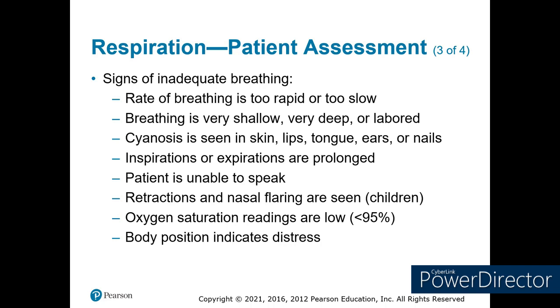Breathing's too fast or too slow. Normal's 12 to 20. We get nervous if they're below 8 or above 24. That's when we start thinking, do we need to help that person? Breathing is shallow or very deep, or they look like they're working really hard to push air in and out. Maybe they've got some type of congestion and they're pushing air as hard as they can to move it through.